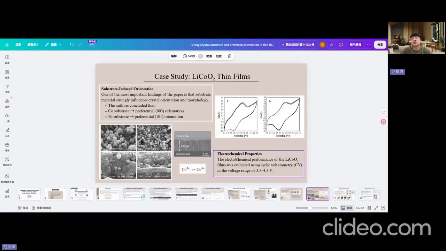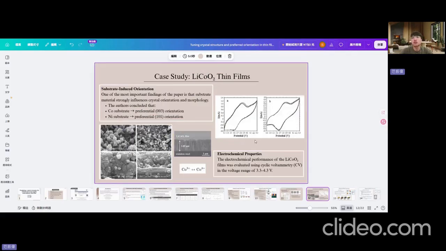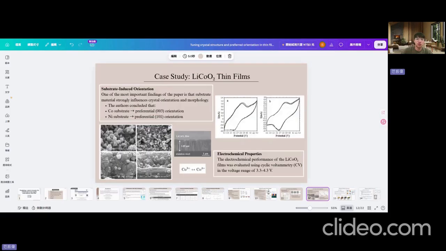And then it's the electrochemical properties. The electrochemical performance of the lithium cobalt oxide films was evaluated using voltammetry in the voltage range of about 3.3 to 4.3.